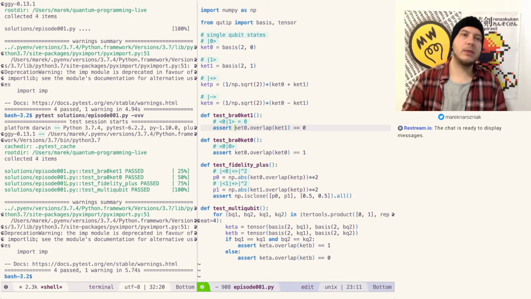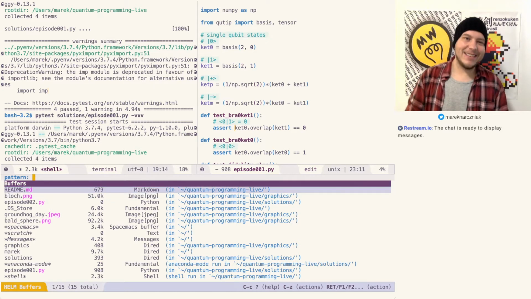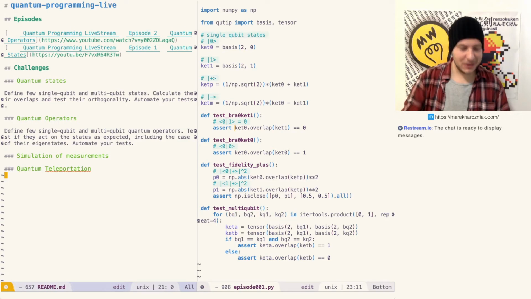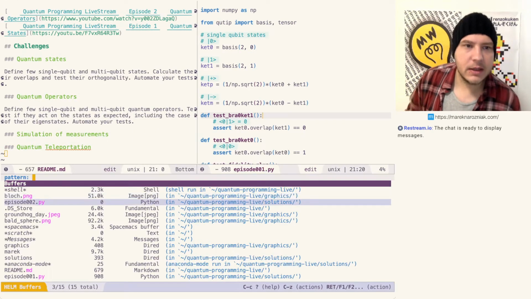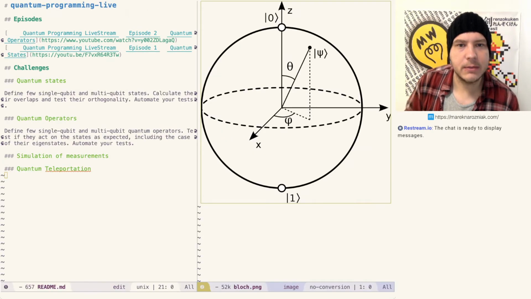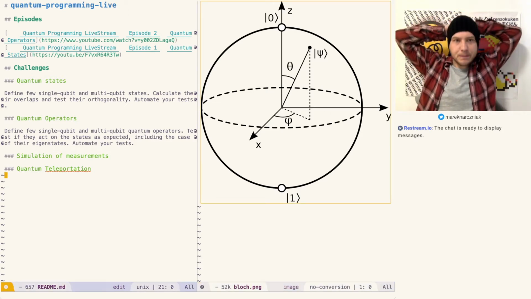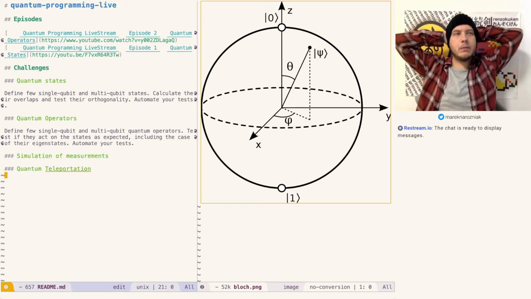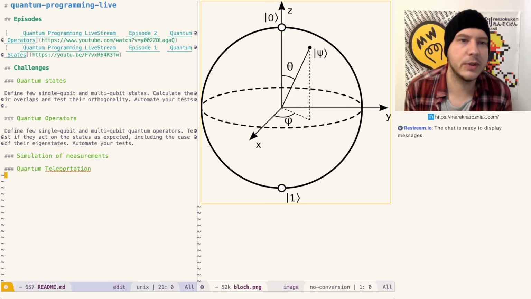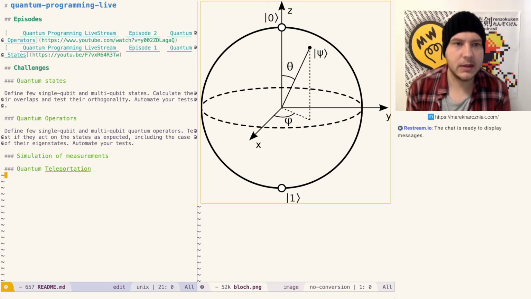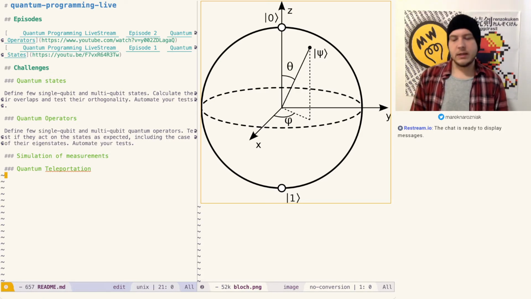And let's get back to episode 2, which is what I recorded 2 days ago. But the recording is not good, so I will just go through it again for you guys. And let's just have some fun. So today we're going to talk about quantum operators. The challenge I propose is to define a few single-qubit and multi-qubit quantum operators, test if they act on the states as expected, including the case of their eigenstates, and automate your test.